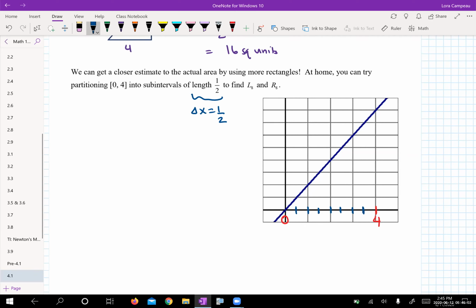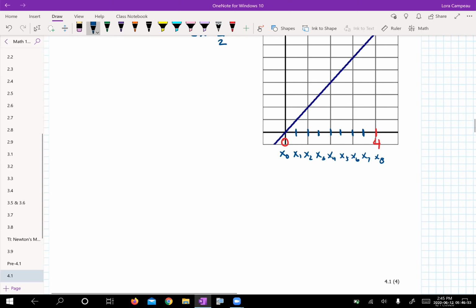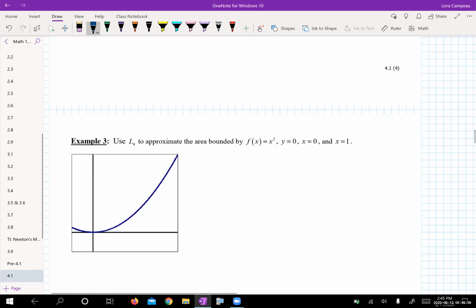And if we want to make it generic, what do we have? X sub 0, X sub 1, X sub 2, X sub 3, X sub 4, X sub 5, X sub 6, X sub 7, and X sub 8. So we're going to have a bunch of different heights. Depending on whether you use L8 or R8, the rectangles will either be an overestimate or underestimate. But play around with it, see what you get, and see how close you get to the actual area. I'll move on, but sometimes you might be interested in pausing and trying it on your own so you get an idea.